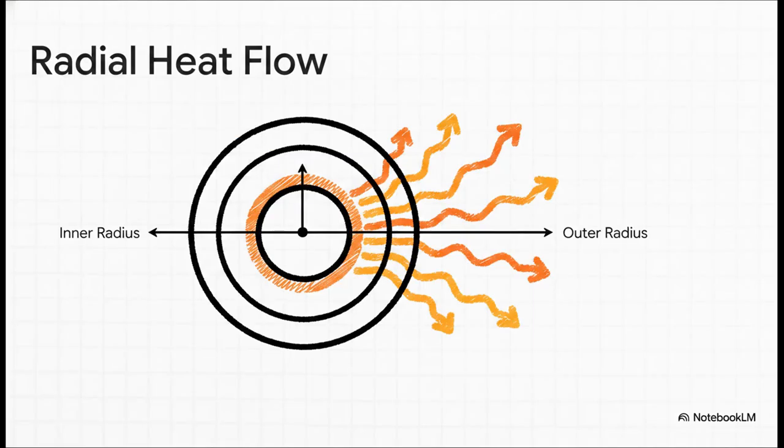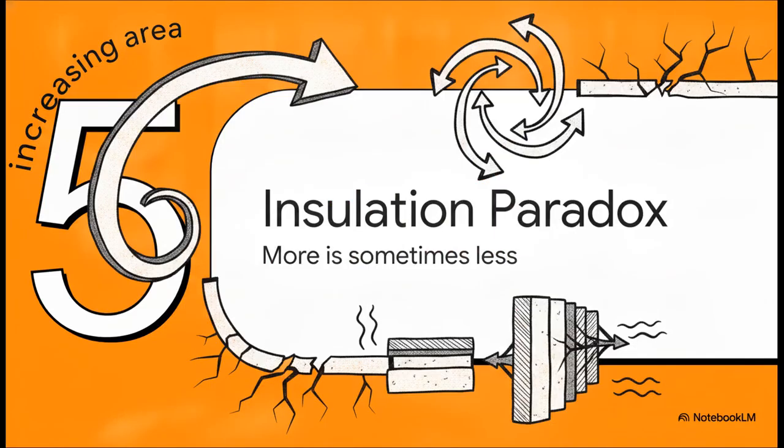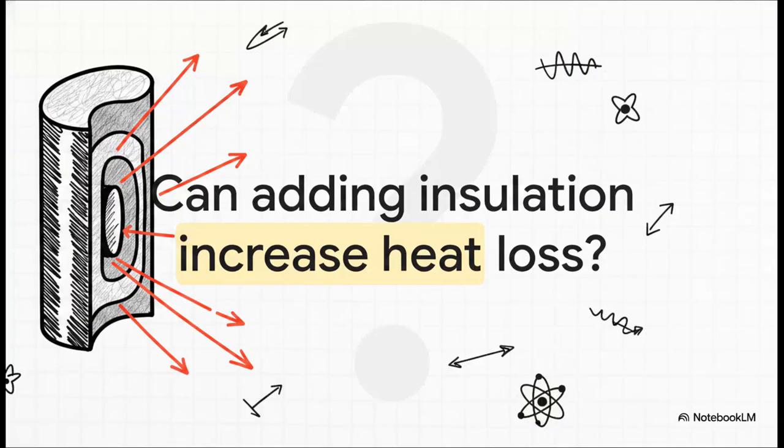Because that area is constantly expanding, the thermal resistance formula has to adapt. Now, without getting bogged down in doing the actual calculations right now, it's the conceptual shift that really matters. The math for radial heat flow is driven by natural logarithms. It requires you to know both the inside and outside radius values of the cylinder because it has to account for that increasing surface area. In a cylinder, moving outward means encountering more and more area. And that perfectly sets up Section 5, the insulation paradox, where more is sometimes actually less. Keep that constantly increasing area in mind because it leads us straight into a fascinating plot twist.